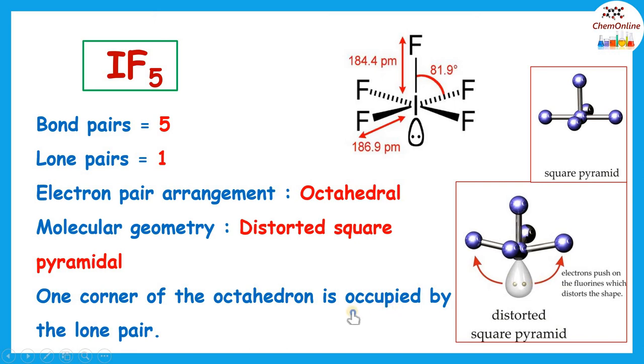So in IF5, due to the presence of 6 electron pairs, we expect an octahedral arrangement. But one corner of the octahedron is occupied by the lone pair, so that the molecular geometry becomes a distorted square pyramidal geometry. And the distortion is due to the repulsion between the lone pair and the bond pair. And the F-I-F bond angle is 81.9 degree. The normal octahedral angle is 90 degree. So here it is slightly less than 90 degree.